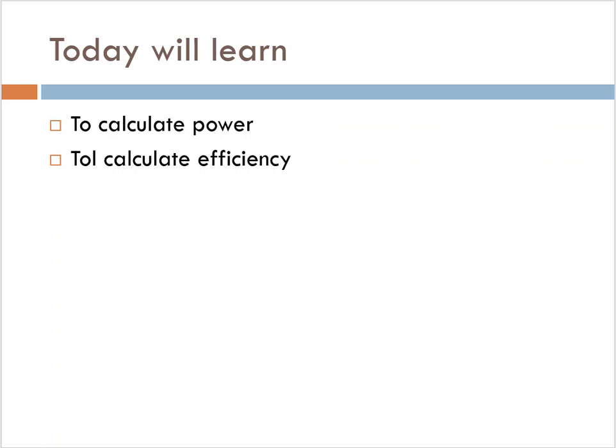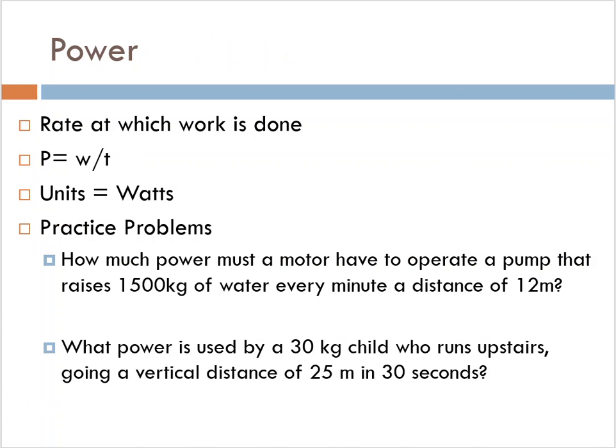Today we're going to learn how to calculate power and how to calculate efficiency for power. Power is the rate at which work is done. Power is work over time. Units is watts. So real simply put here, our first practice problem, how much power must a motor have to operate a pump that raises 150 kilograms of water every minute a distance of 12 meters?